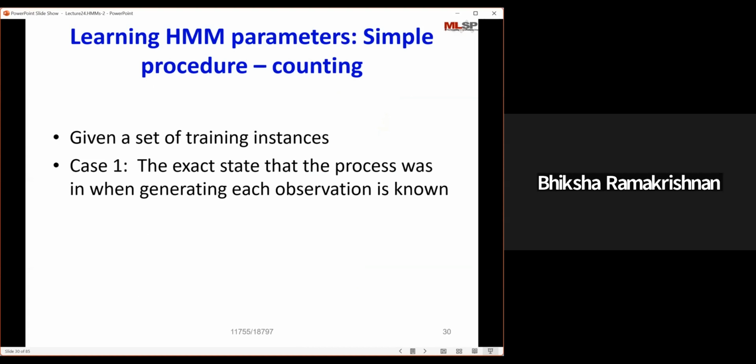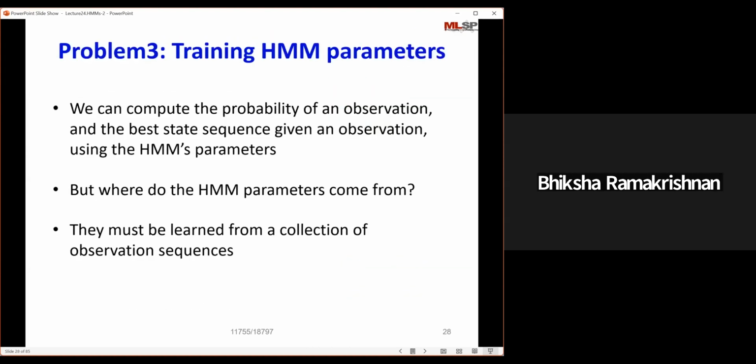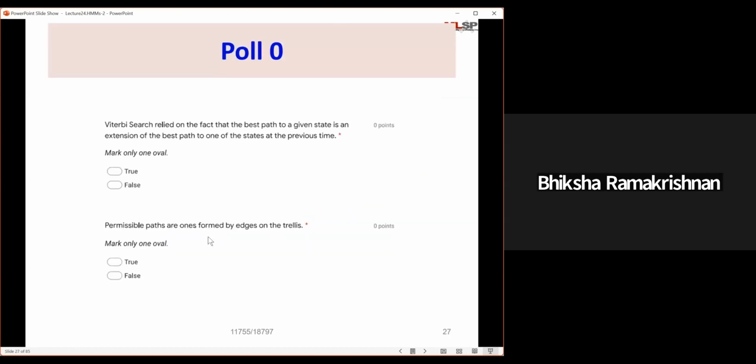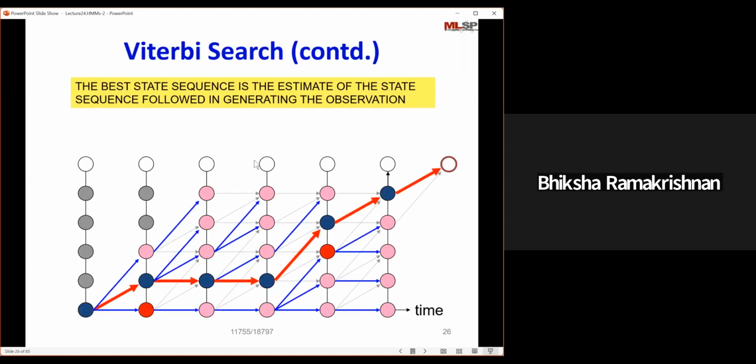We're just asking about the trellis over here. Permissible paths are just the ones that are formed by edges on the trellis. So the trellis represents, with its edges, all valid state transitions over here. So, okay.